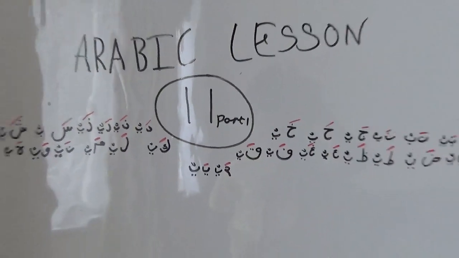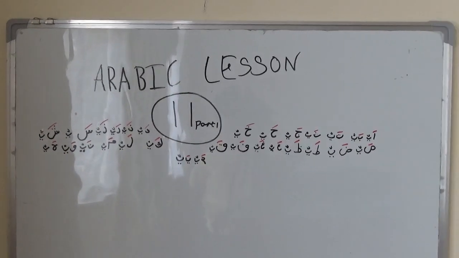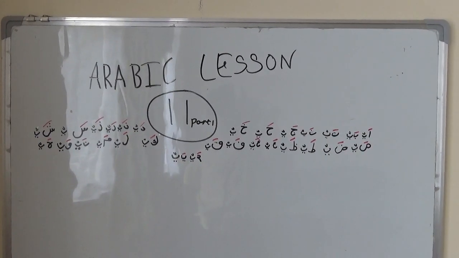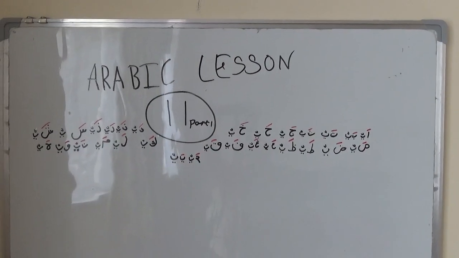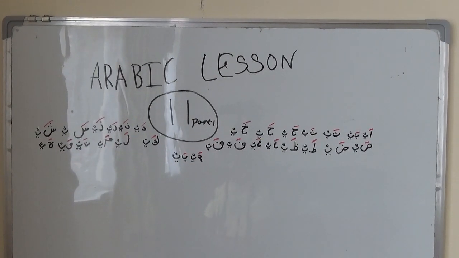You all should know Surah Al-Fatiha. At the end of the Surah, Waladdallin. The Dod actually gets pronounced with a Noon. So it's not Waladda, it's Waladdallin.